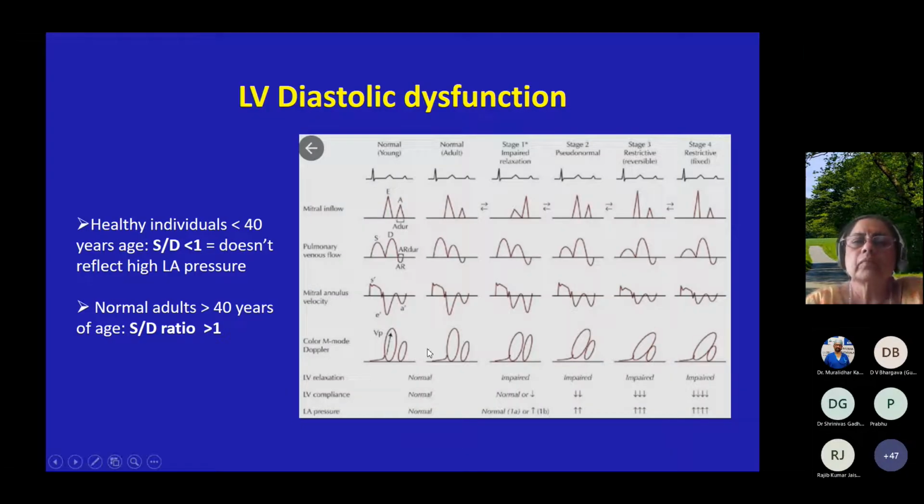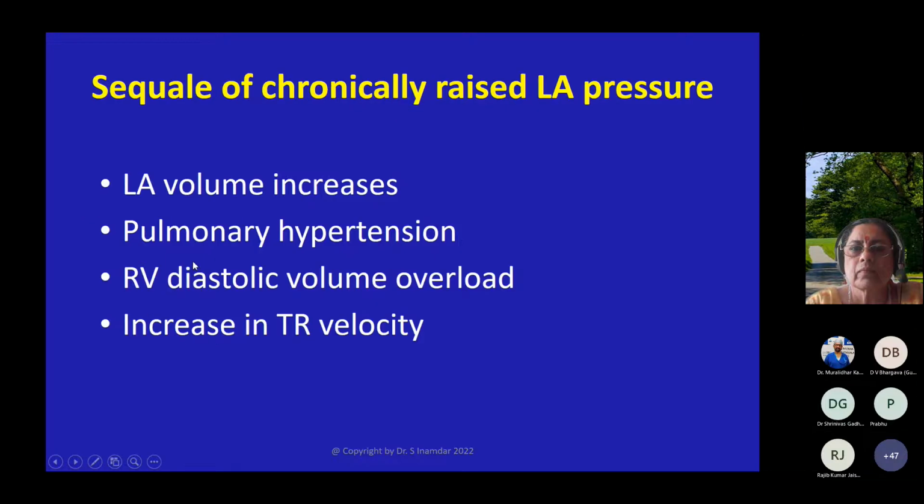I will just go fast through this. You all know this and how you see the E wave is initially reduced and then LAP increases and then the E wave goes up, the A wave goes down. Similarly, in the pulmonary vein pattern, the S wave goes down. And tissue velocity, again the same pattern. This I will skip and I will come to that later on.